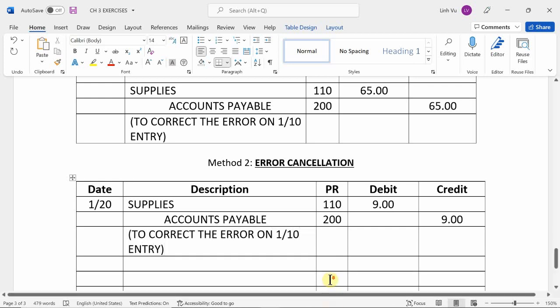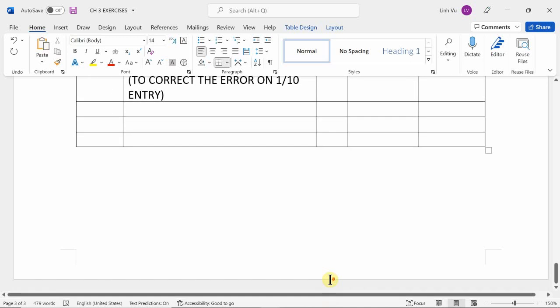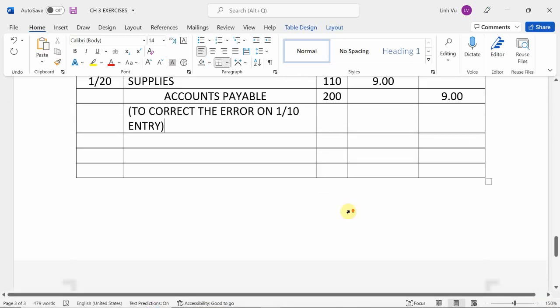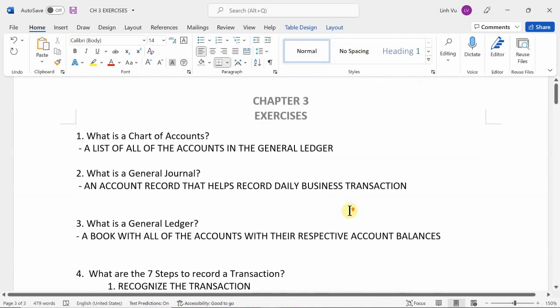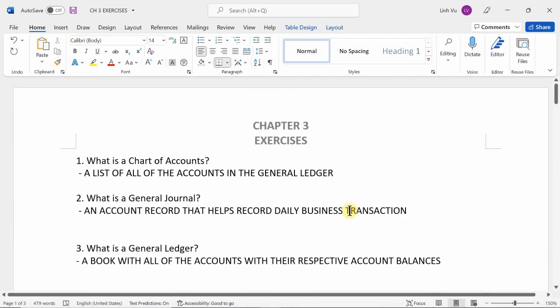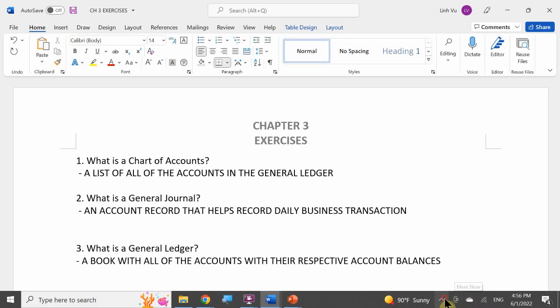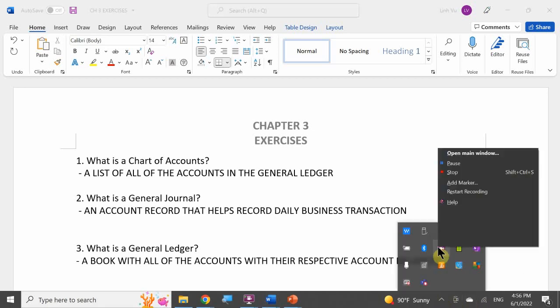All right, and that is it for today. Good job. Any questions, I'll post the answers to this in the same exact folder where you found these exercises. But any other questions in regards to chapter 3?